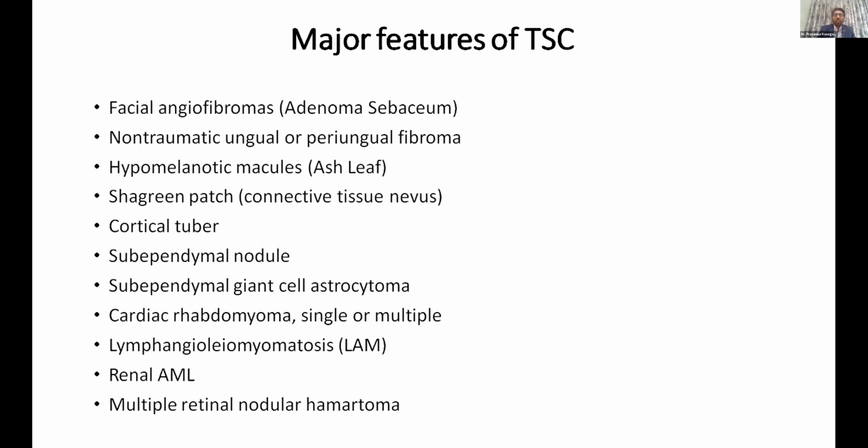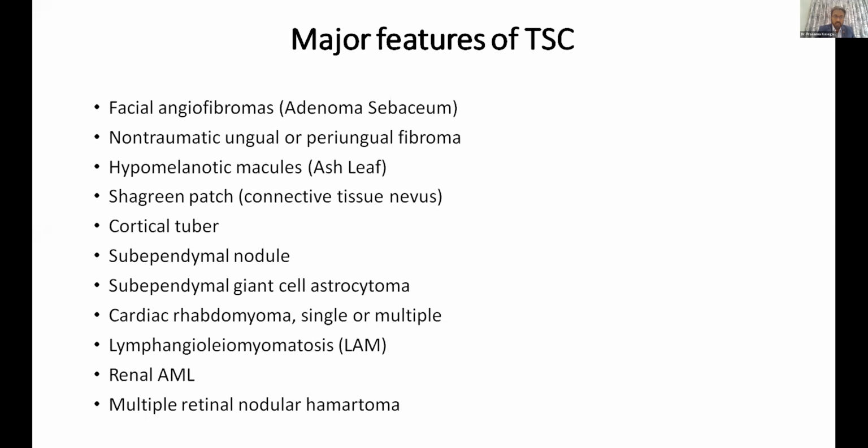So these are the major and minor features of TSC. For you to remember, there are 4 skin manifestations, 3 brain manifestations, and 1 each of heart, lung, kidney, and eye signs. In the skin: adenoma sebaceum, ungual and periungual fibroma, hypomelanotic macules, that is Ash leaf macules, and shagreen patch, these are the 4 skin manifestations. Cortical tuber, subependymal nodule, and SEGA, that is subependymal giant astrocytoma, are the 3 neurological manifestations.